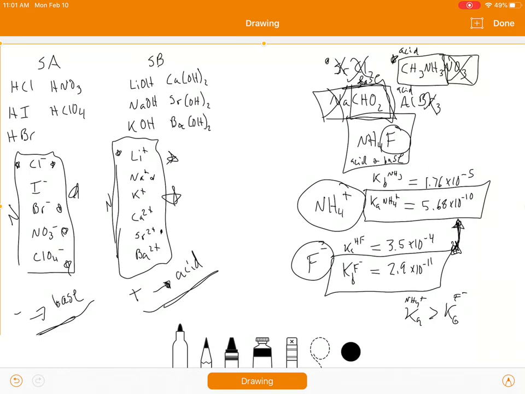Anyways, I hope that makes it easier. Seriously, don't try to memorize all of your weak acids or weak bases. Just use the strong acids to figure everything out.